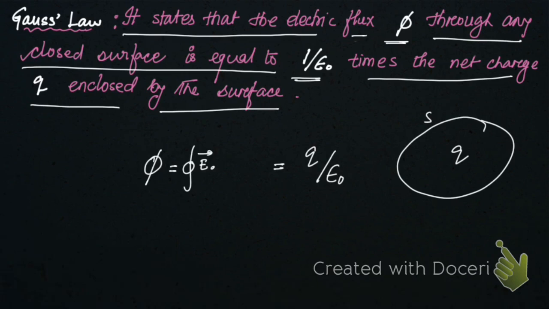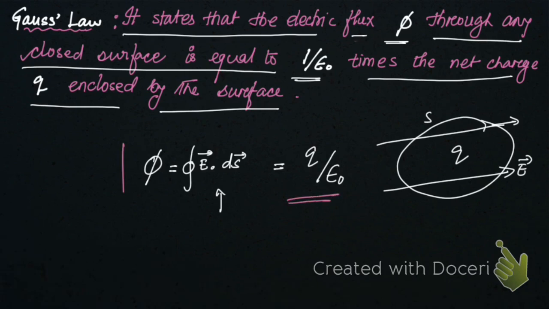So we know that electric flux is also given by the surface integral E dot dS, right? If the electric field through this surface is E, then this is the expression for the flux, and according to Gauss law, this is equal to q by epsilon naught, and this is the mathematical expression of Gauss law. So now let us prove this theorem.